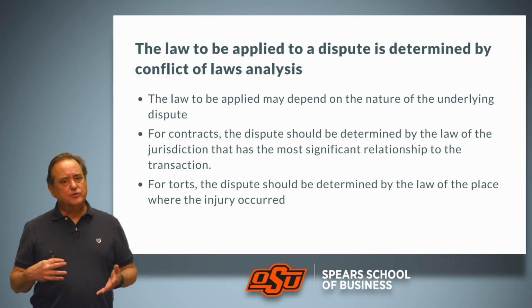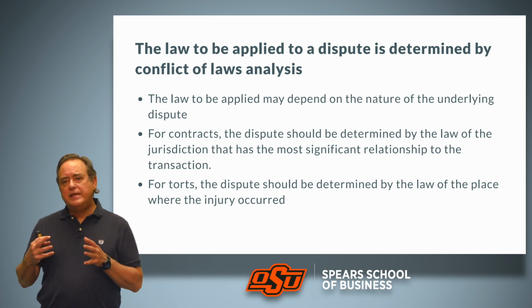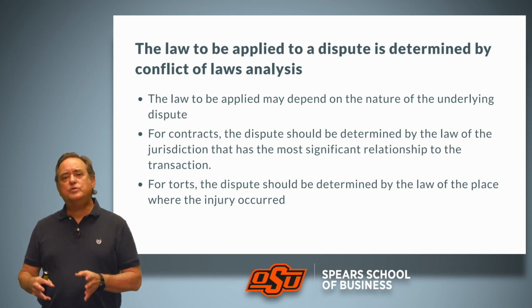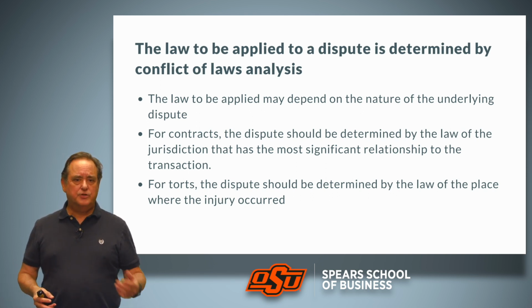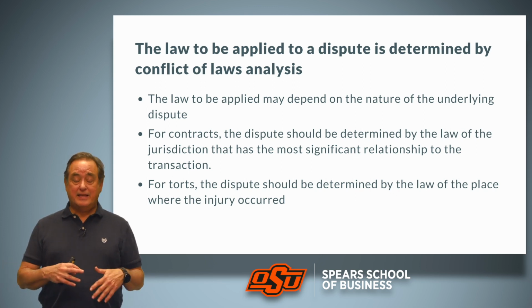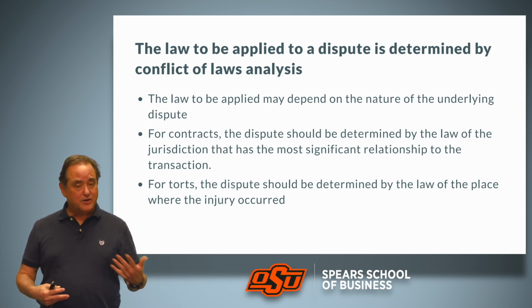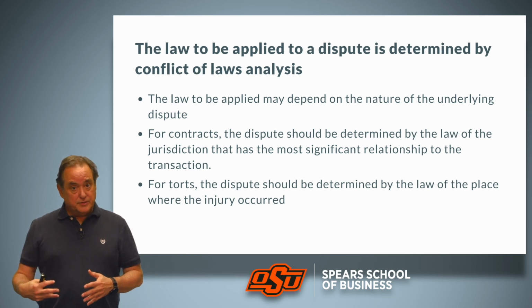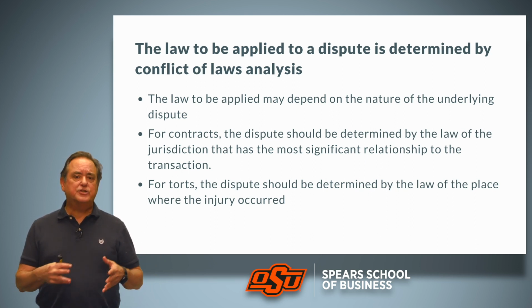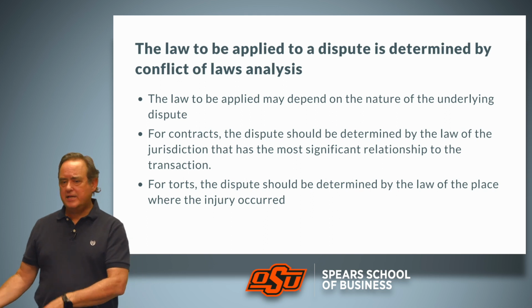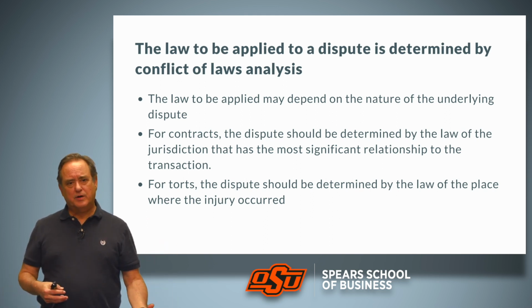If it is a contractual dispute, we generally use the law of the jurisdiction that has the most significant relationship to the transaction. Now that can be hard to determine, and that can cause the outlay of multiple thousands of dollars in attorney's fees. But the court will determine which jurisdiction has the most significant relationship to this contract. Is it the location of the buyer, location of the seller, location of a third party?